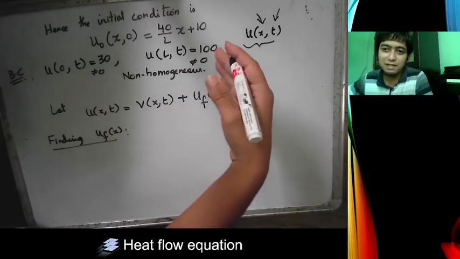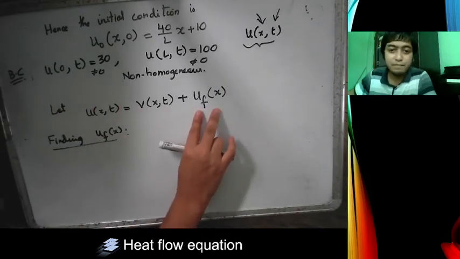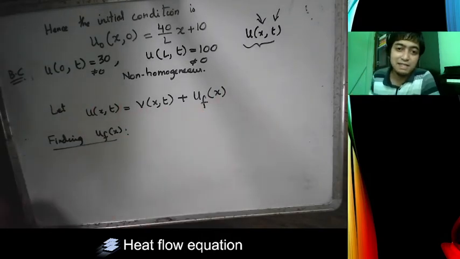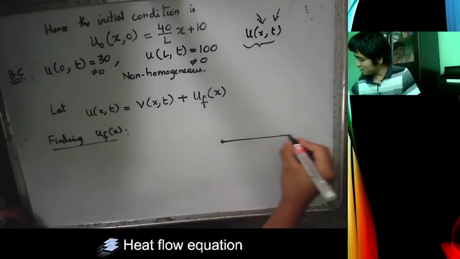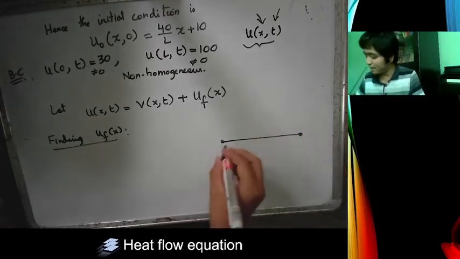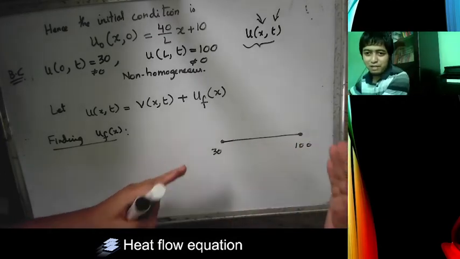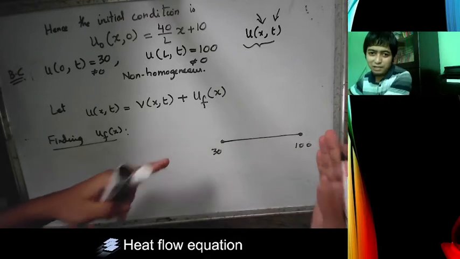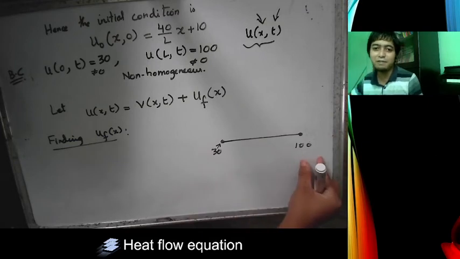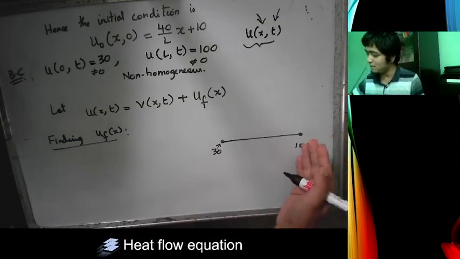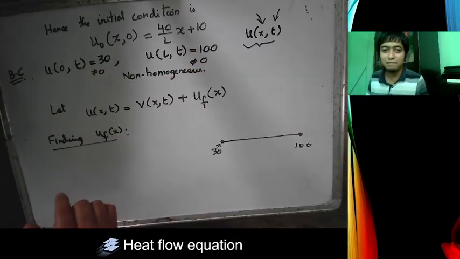Again, we will substitute it in the heat flow equation and use the boundary conditions. How do we know that u_f(x) will satisfy the boundary conditions? Because after this experiment started, we were keeping the ends at 30 and 100. This was allowed to achieve the steady condition. Even during the steady condition, this end of the rod is still at 30 and this end is still at 100. So we can still use the boundary conditions for the steady state.